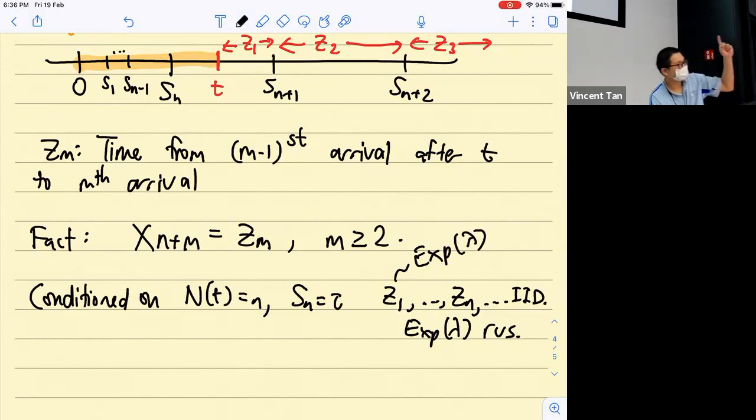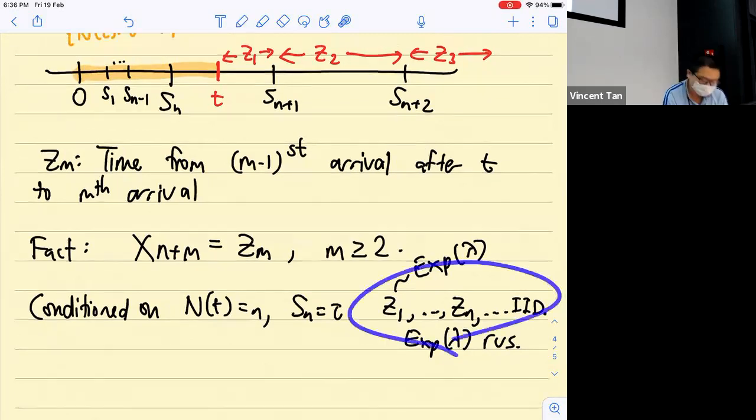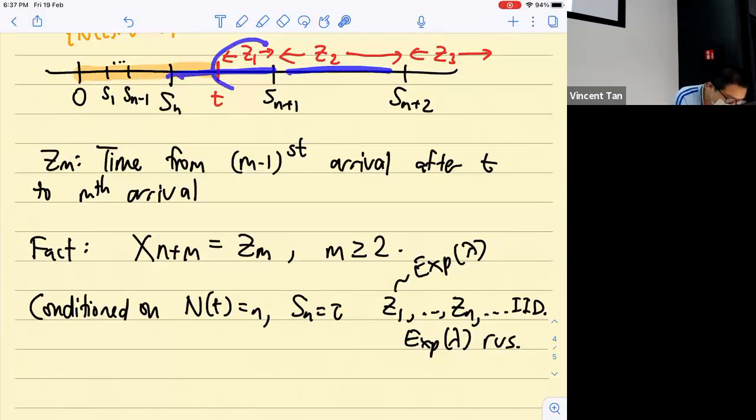But Z2, as Ingrong said, is X_{n+2}. X_{n+2} is an exponential random variable with rate lambda. So is X_{n+3} equals Z3. Right? So all these guys are IID random variables, and they all have the same distribution. In particular, they are independent. Why? Because this part here is independent of this part here, and Z1 is only part of this part here.